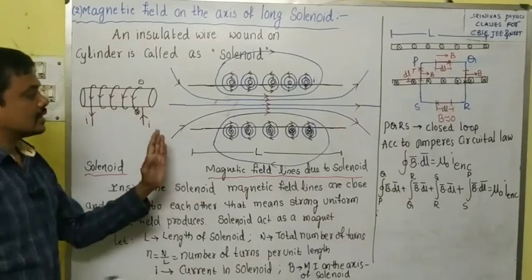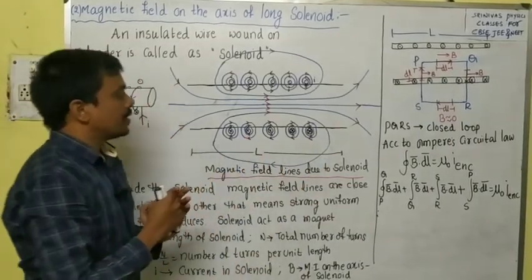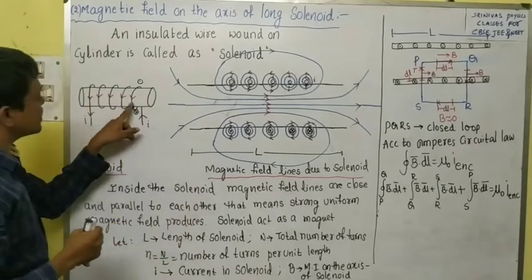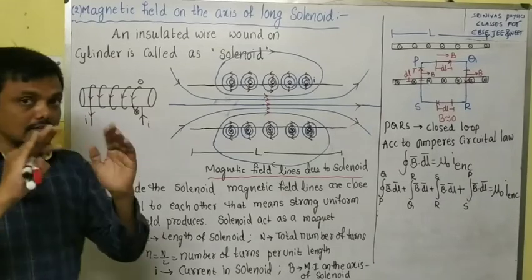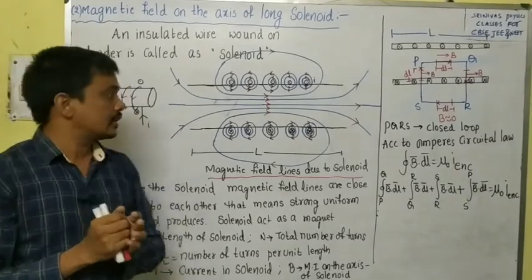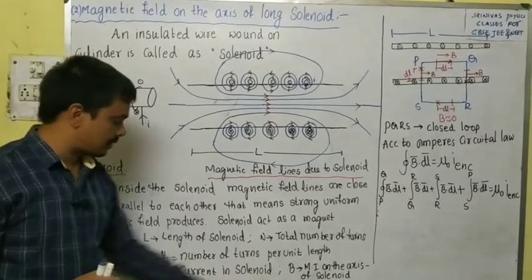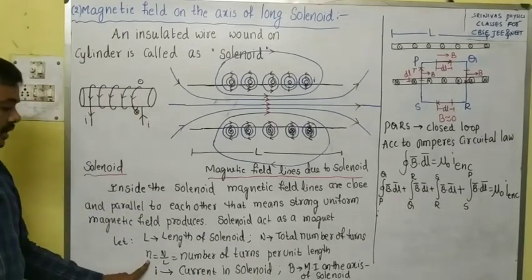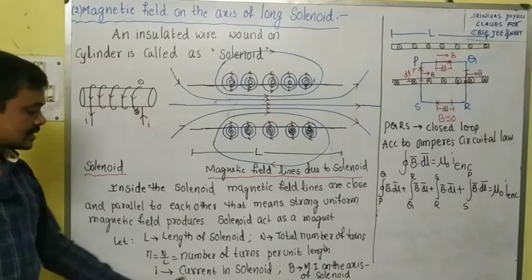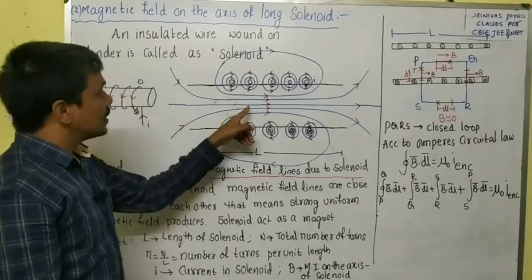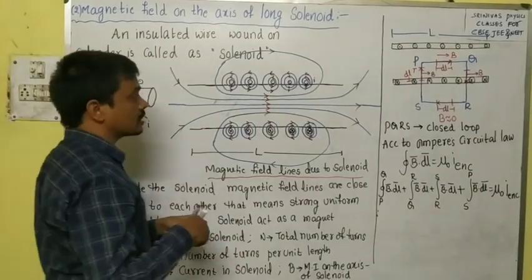And let us see the capital L length. L is the total length of the solenoid, and the number of turns. Look at here, this is one turn, 2, 3, 4, 5, like that. Consider that N turns are there in the solenoid. L is the length of the solenoid, and capital N is the total number of turns in the solenoid, and small n is the number of turns per unit length, N by L. I is the current in the solenoid, and inside the solenoid the field is maximum.